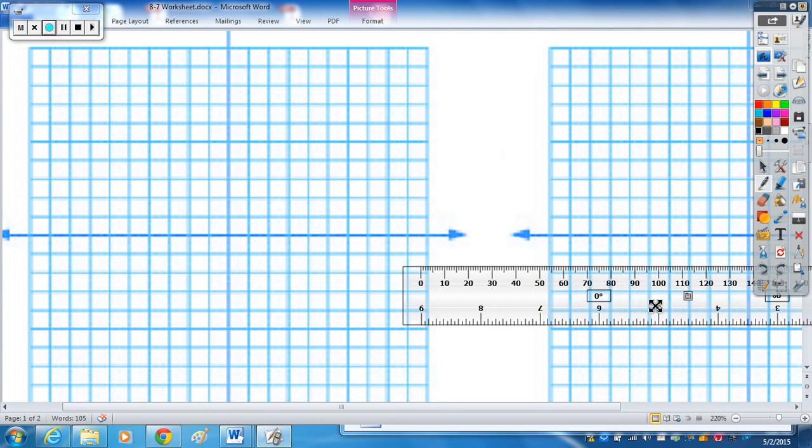Okay. So in number 5 it says this: graph the image of triangle ABC with vertices A at 4, 5, B at 5, 2, and C at 1, 1 after a 180 degree clockwise rotation about the origin. So go ahead and graph those 3 points for me.